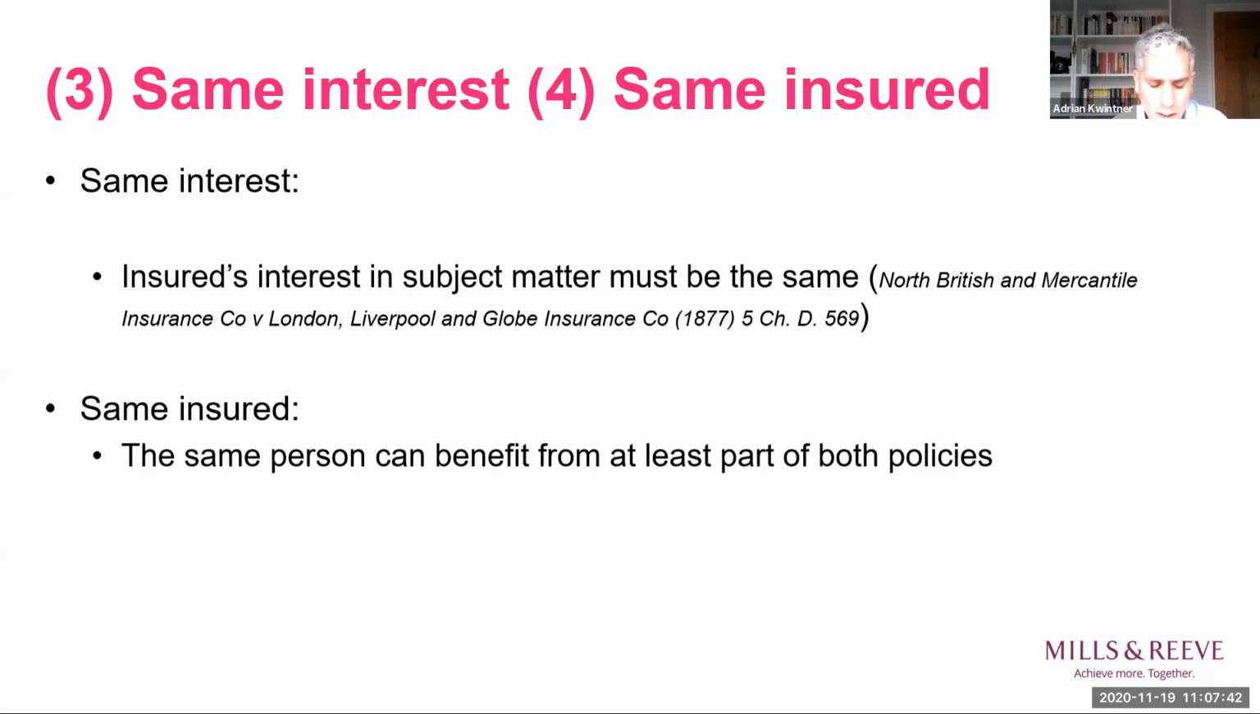In a case dating back to 1877, North British and London, harbour masters had fire insurance on property where they were the bailees. A client's grain was destroyed by fire while in the harbour master's possession. The client also had its own insurance covering the grain against fire. The harbour master's insurers paid out, but could not get a contribution from the client's insurers, as the interests were different. One was the harbour master's interest as bailees, and the other was the client's interest as owner.